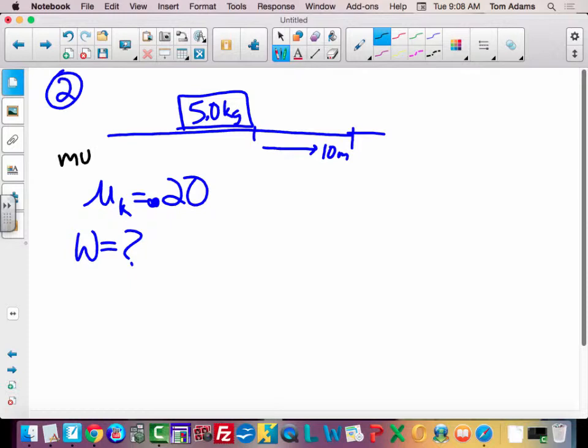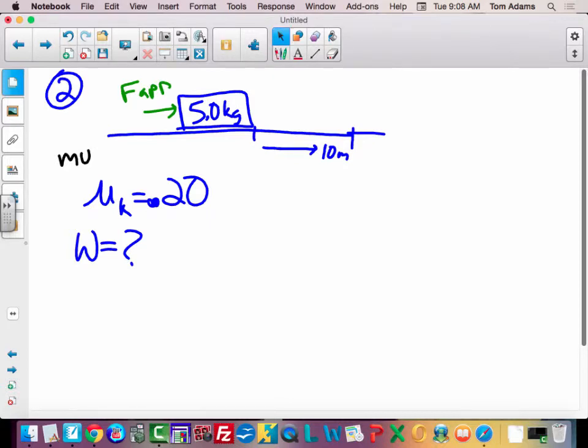Now this one's an interesting one because it says, what is the work done by the friction force? It's a great conceptual question. There's a force that's applied to move the object, but then there's a frictional force, and these aren't drawn to scale. The frictional force, due to kinetic friction, goes in the opposite direction. Does that make sense?